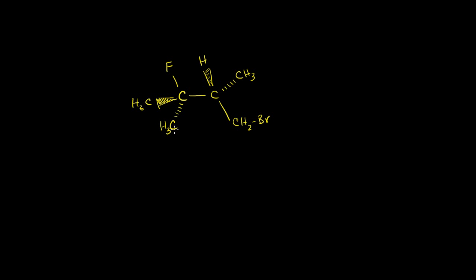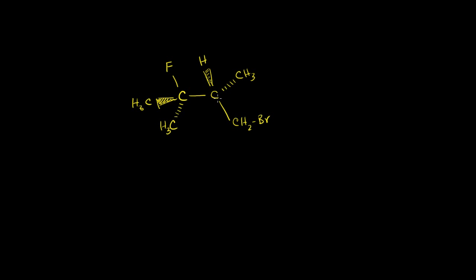So if we look here, this carbon is attached to 3 hydrogens. So it's definitely not attached to 4 different groups. Same thing about this carbon right here. This carbon right here is attached to a fluorine, but then it's attached to, you could view them as, 2 methyl groups. So it's the same group. So this is also not a chiral carbon or an asymmetric carbon.